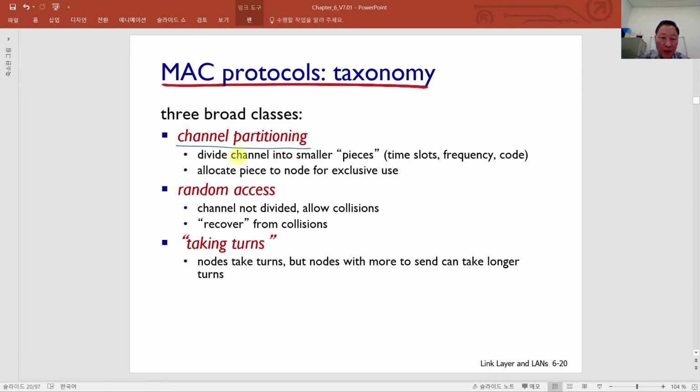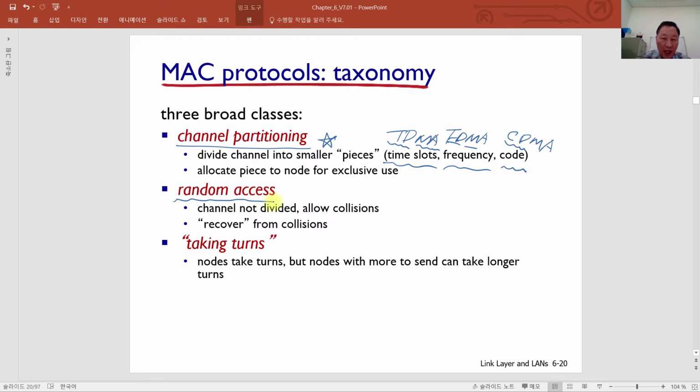Three broad classes. First one is channel partitioning. We are dividing the channel into smaller pieces, that is time slot or frequency or code division. This is called TDMA, if we are considering multiple access based on time division, or frequency division multiple access. If we are considering different codes, then code division multiple access, that is CDMA. Allocate a piece to a node for exclusive use. And we will learn this one in the next slide.